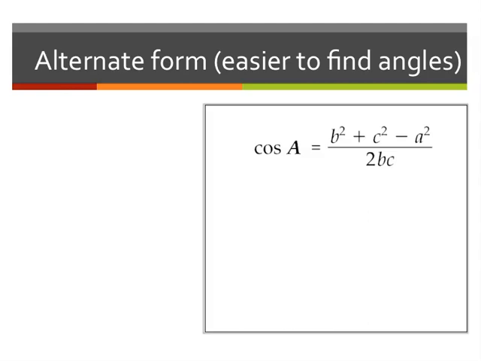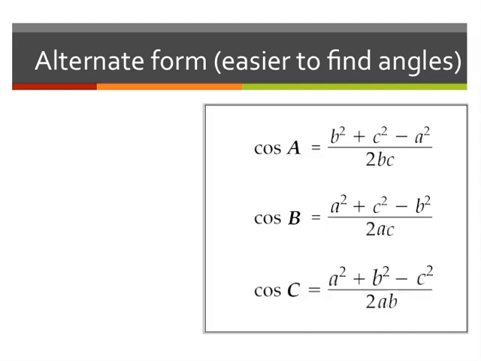And then similar to the last box where you wrote down three different forms based on what you might be looking for, say instead you were looking for angle B. Well, then it's just a matter of switching around the sides a little bit. So cosine of B is equal to a squared plus c squared minus b squared all over 2ac. And cosine of C is equal to a squared plus b squared minus c squared all over 2ab.